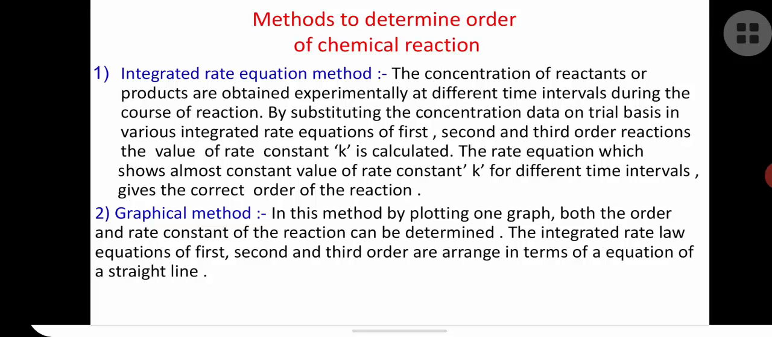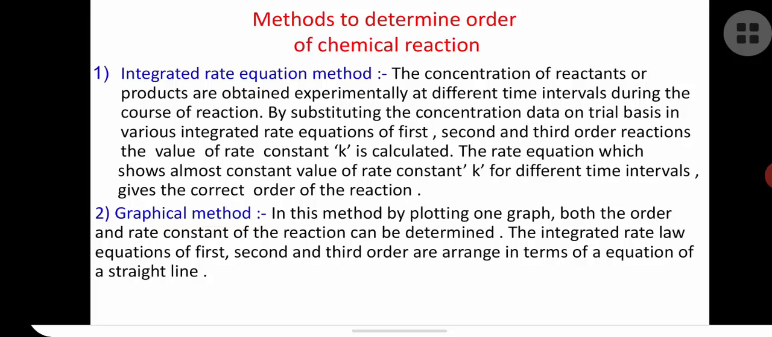Now, we will discuss some methods to determine the order of reaction. First one, integrated rate equation method. The concentrations of reactant or products are obtained experimentally at different time intervals during the course of the reaction.